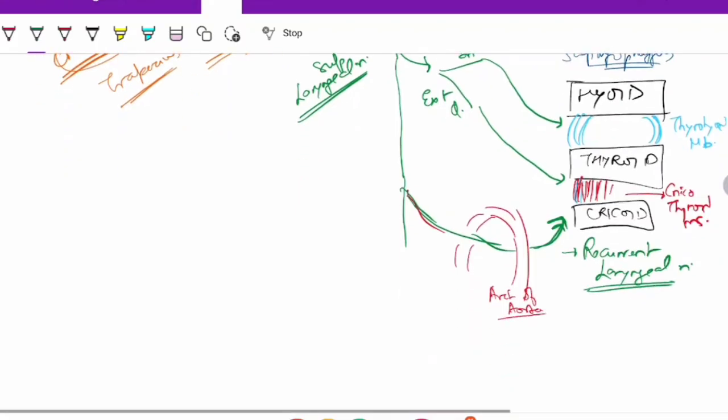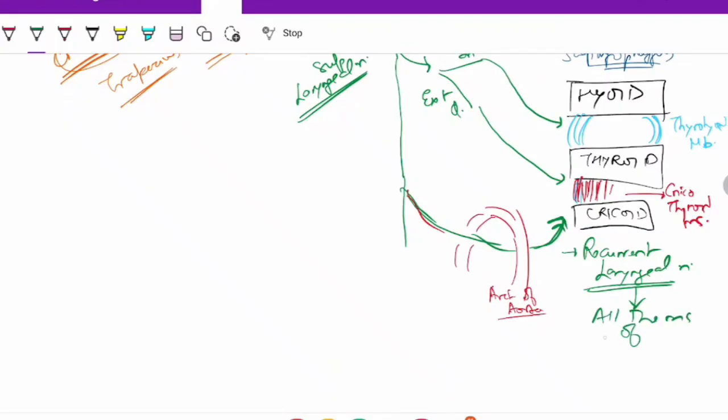And what does the recurrent laryngeal nerve supply? All the muscles of the larynx are supplied by the recurrent laryngeal. The only exception is the cricothyroid muscle. That's it.